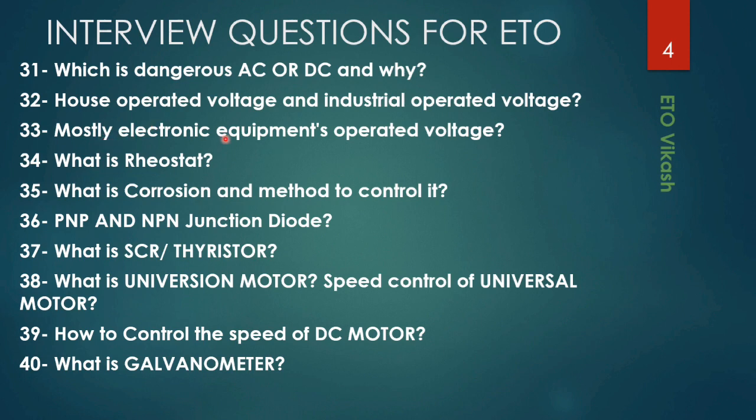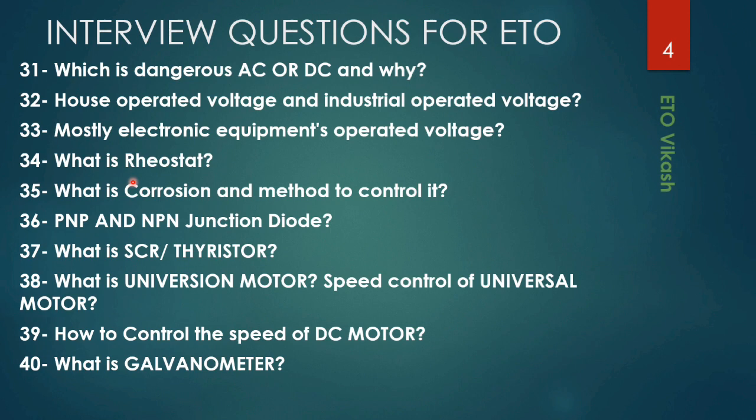And what is a rheostat? A rheostat, I think you know in detail, you have seen that it is a variable resistor where one holding knob will be there, by which we are varying the resistance value. That is a rheostat. So it is used to vary the current by varying the resistance.